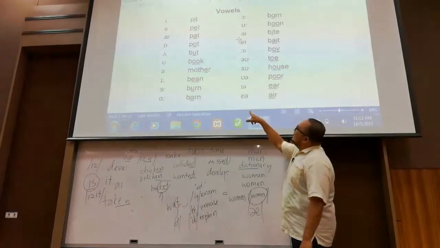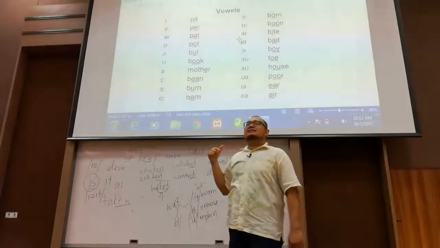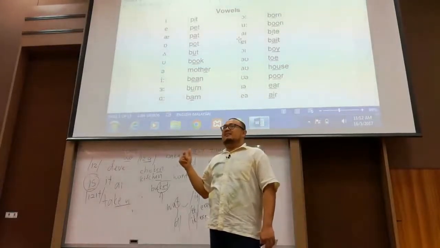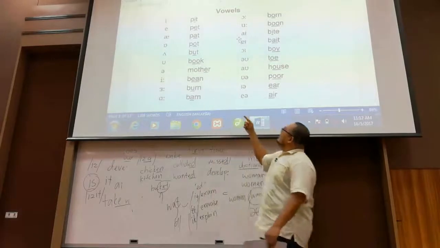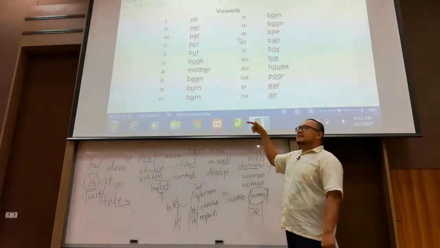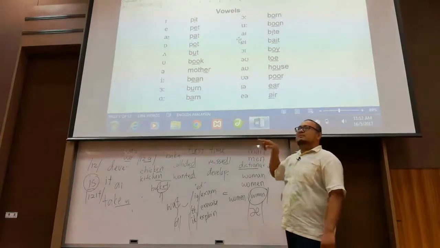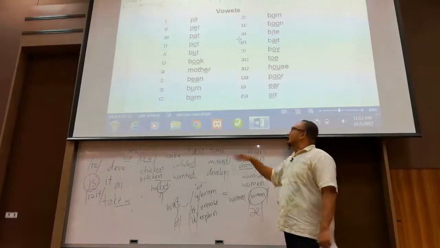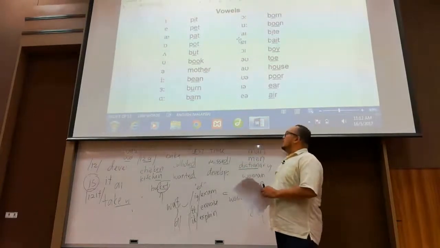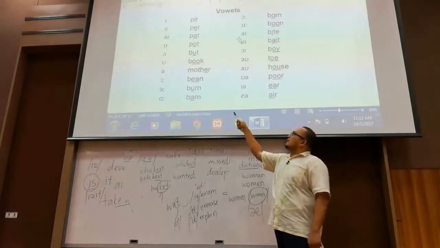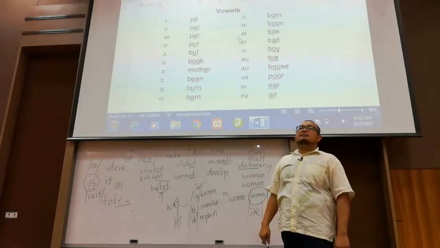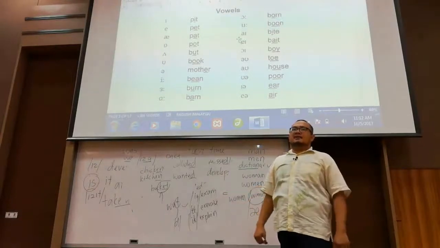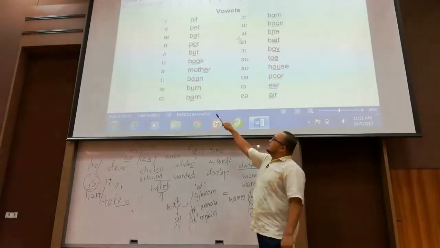Okay, the other one would be E. Mr. Bean. It's not Mr. Bin. Bin is tong sampah, dustbin. So this one is Bean. Mr. Bean. Good. Not too long. Okay, the other one is all the UR, like burn. Burn. Bird. It's not bird, it's bird. Burn. This one is barn.